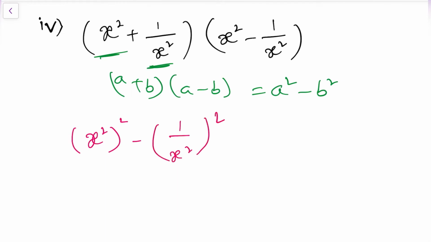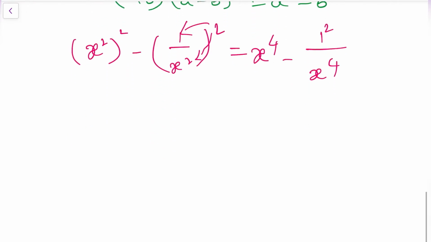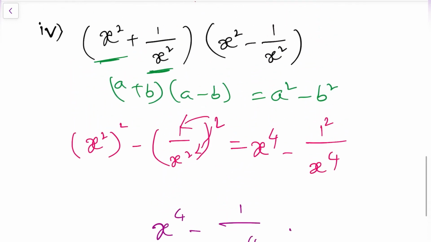x square whole square is nothing but x power 4, minus, here the square is for the numerator as well as for the denominator also, so it will become 1 square by x power 4. So if we simplify this, we will get the final answer as x power 4 minus 1 square, which is nothing but 1 by x power 4. x power 4 minus 1 by x power 4.